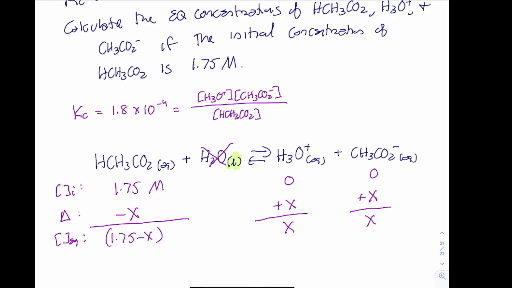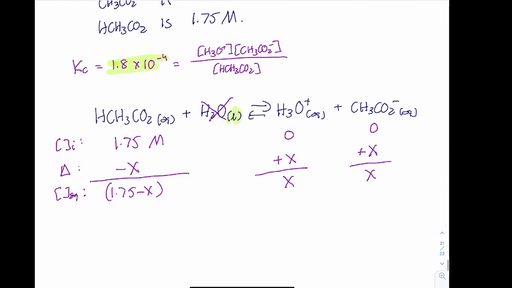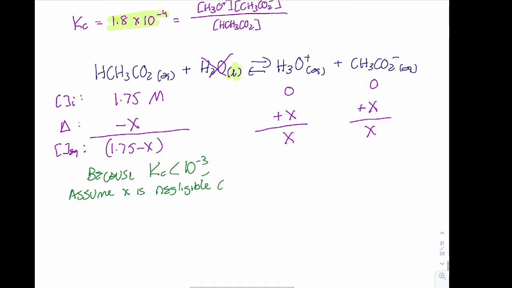So then I would take those values and plug them into my expression. I do notice, though, that Kc here is small, right? It is less than 10 to the negative third. That's always something I want to look at, because that's going to save me from having to use the quadratic equation. If you didn't notice that and you went through the quadratic equation, we honestly should get the same answer or something very close. So, let's add this here, because Kc is less than 10 to the negative third, we're going to assume X is negligible compared to initial concentration.